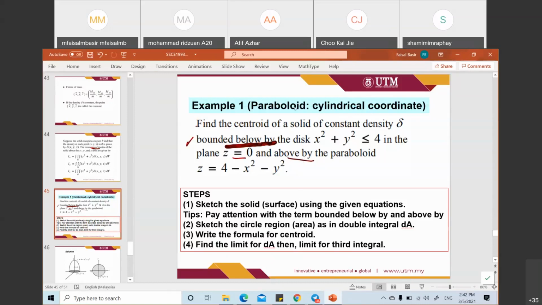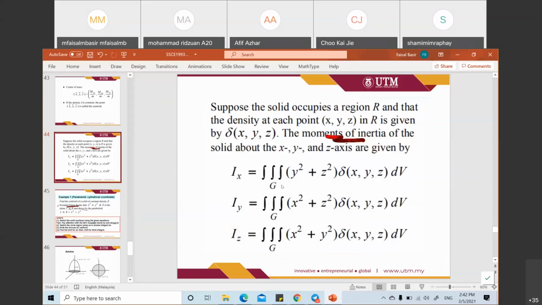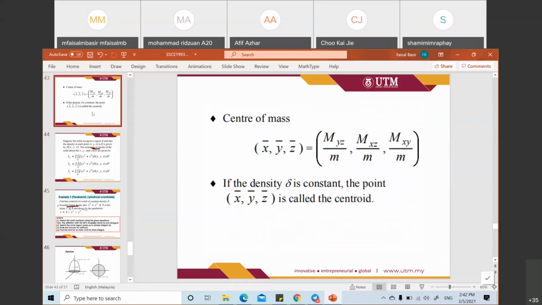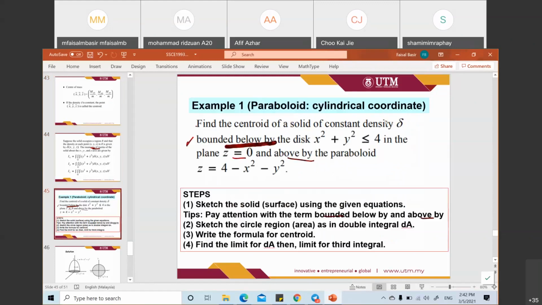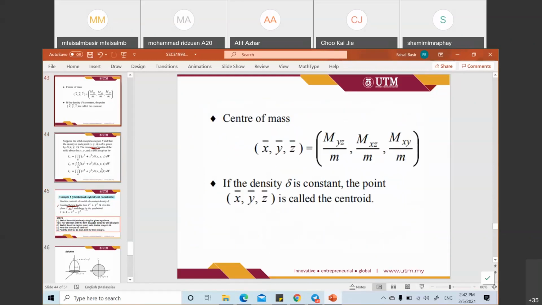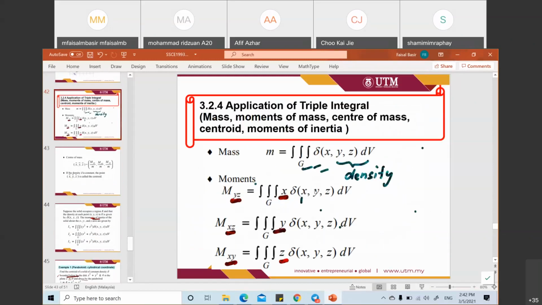So first you have to sketch whatever is given here. Pay attention to the bounded below by and above by. Sketch the circle region in the double integral dA. Write the formula of the centroid. Find the limits of the integral. Okay, centroid, so what is the formula for the centroid? Centroid is this. The density is constant, so you can let it be 1. Now your calculation will become a little bit easier because we can omit it. But you have to find Myz, Mxz, Mxy, everything.